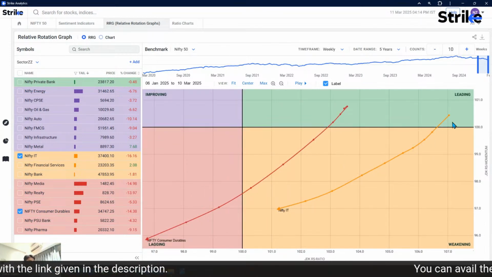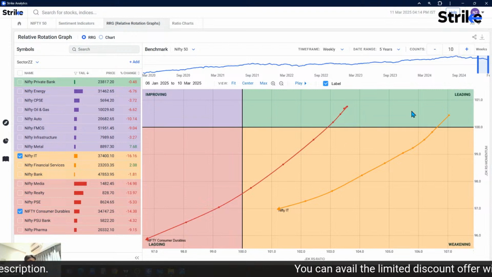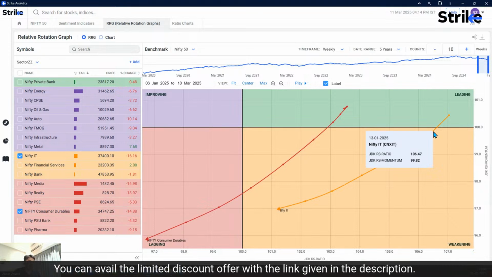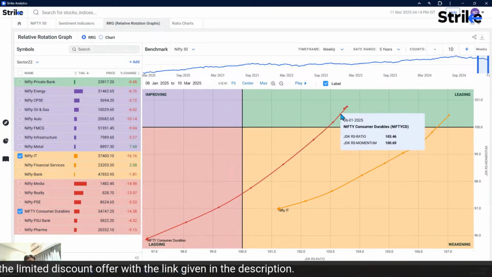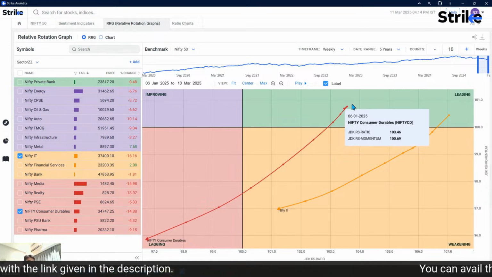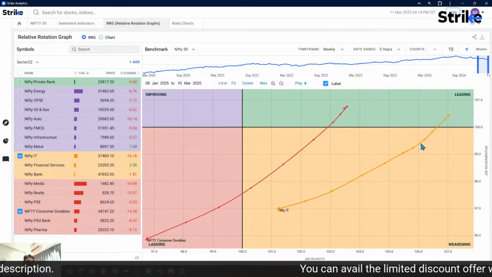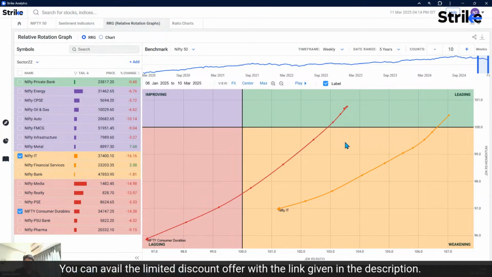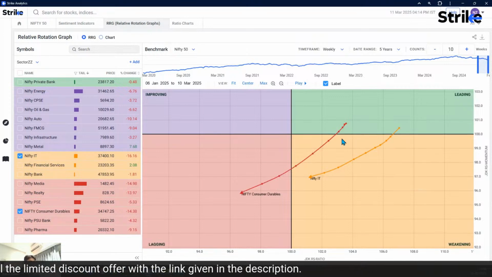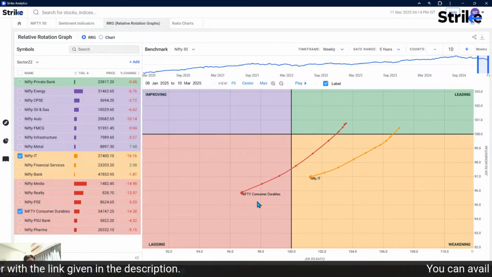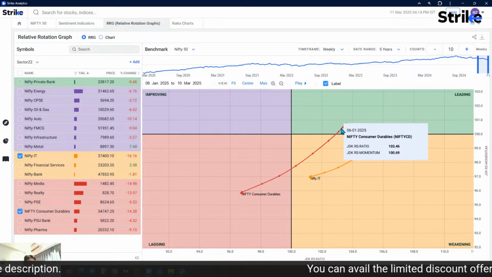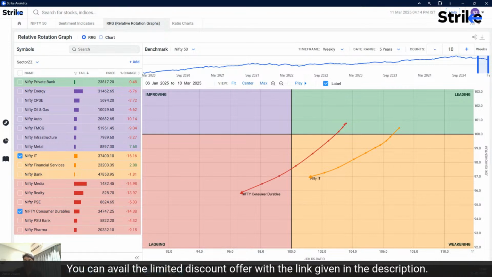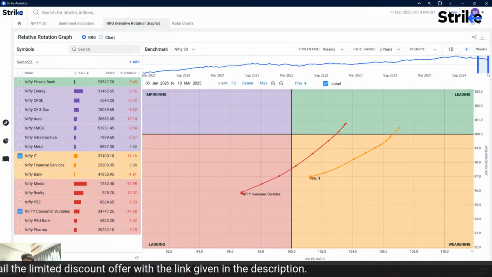All right, both were entering into the weakening quadrant from the leading quadrant. But over here, what was the thing? Look at the RS was 106, and here the RS was 103. So IT is more outperformer than consumer durables. And the length of the tail is bigger in consumer durables, meaning consumer durables has lost more momentum than what IT has lost. All right. So, Mr. Mani, I hope I've answered your question.